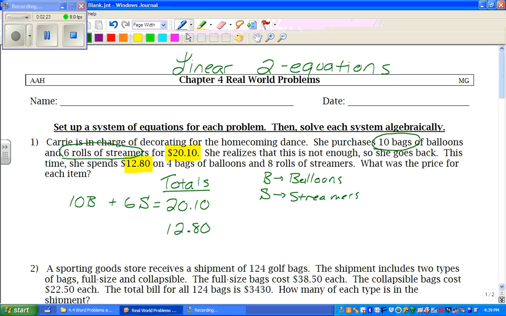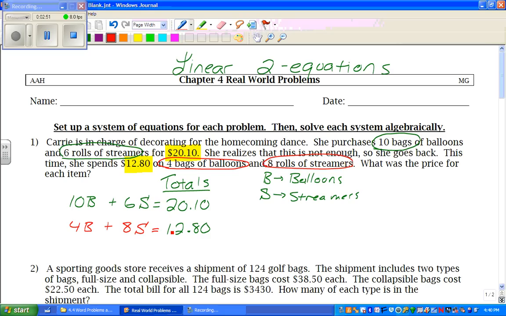Okay. Second purchase, we'll do that in red. To get $12.80, she had to buy 4 bags of balloons and 8 rolls of streamers. So 4 bags of balloons would be 4B, plus she bought 8 rolls of streamers would be 8S, and she got $12.80. Now that you have 2 equations, you can go ahead and solve this.